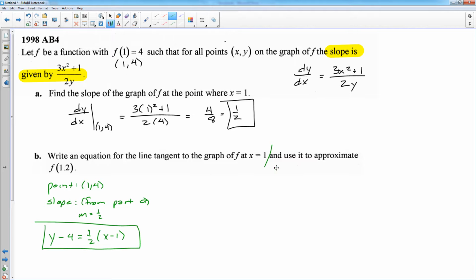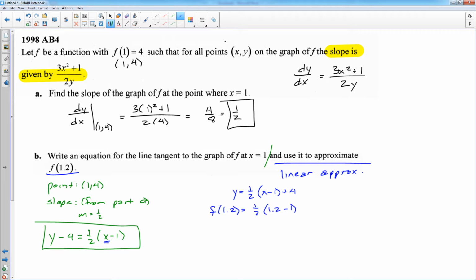Then it says, and use it to approximate f of 1.2. That's linear approximation. That's where you take your x coordinate, and instead of plugging it into the actual function, which we don't have yet, we're going to plug it into the tangent. So let's do that linear approximation. We're going to plug 1.2 in for x in the tangent line. So I'm going to take my tangent and solve for y, just by moving that 4 over. So 1/2 x minus 1 plus 4. And then f of 1.2 is going to be 1/2 of 1.2 minus 1 plus 4.